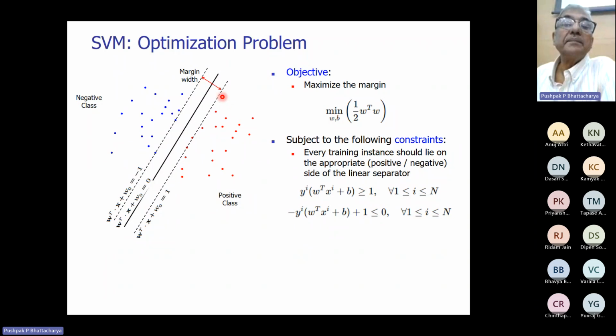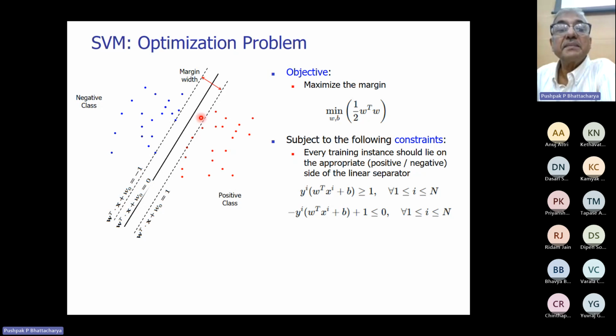So the distance from the support vector of the positive class plus the distance from the support vector of the negative class has to be maximum. There are theoretical proofs that such a hyperplane with maximum margin generalizes the best. And empirically also this has been observed.